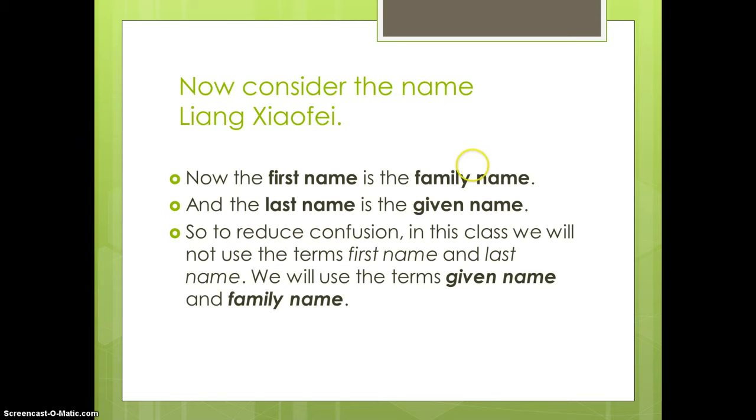But now let's think about, in this class with a lot of people from places like China and Korea, we can't just talk about first and last names like that. So a name like Liang Xiaofei, well, the first name is Liang, but that's the family name. And the given name is the last name, Xiaofei. So, in this class, to reduce confusion, I'm not going to talk about a first name or a last name. Instead, I'll talk about a given name and a family name.